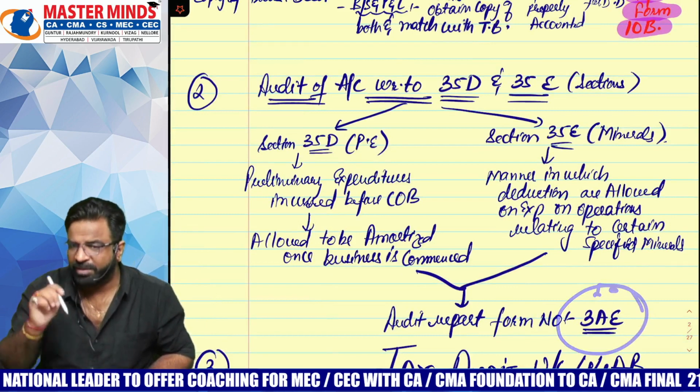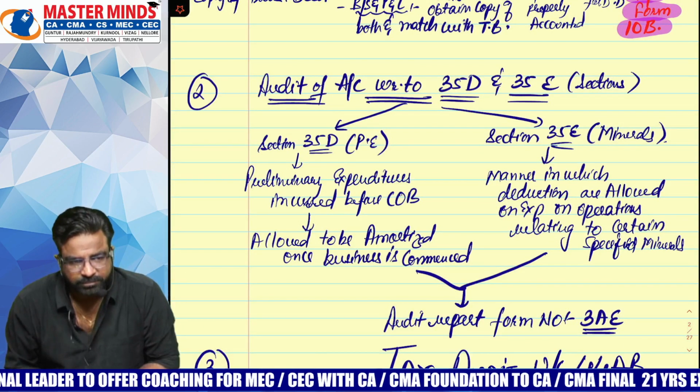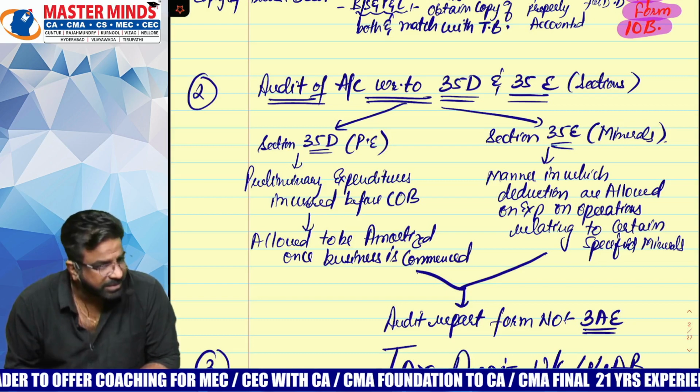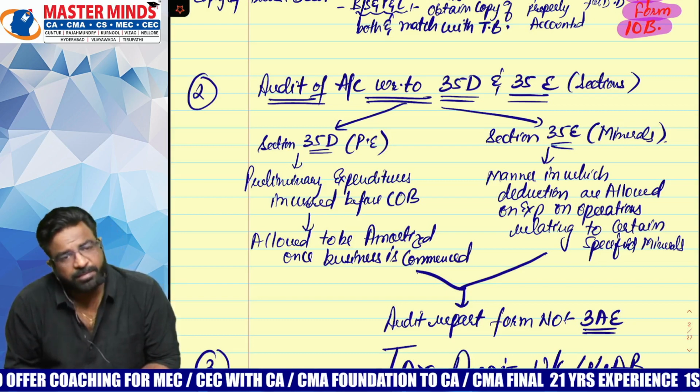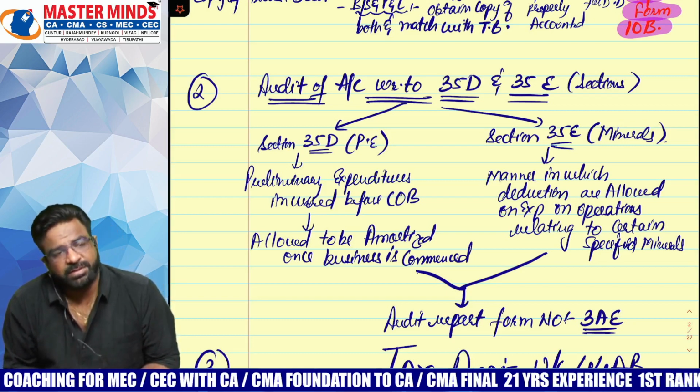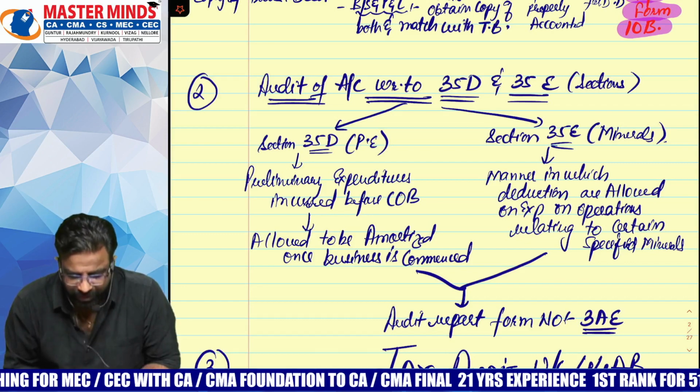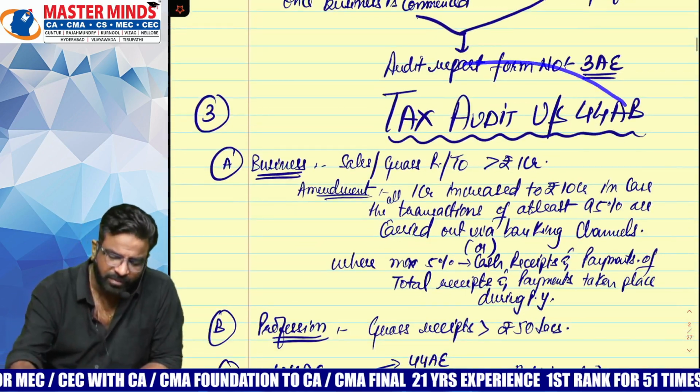अब बताओ, public trust का form number क्या था? हाँ, 10B. इसका 3AE. Again repeat. उसका क्या था? 10B. इसका क्या है? 3AE. नेक्स्ट आता है अपना मेन ऑडिट. What is the main audit?